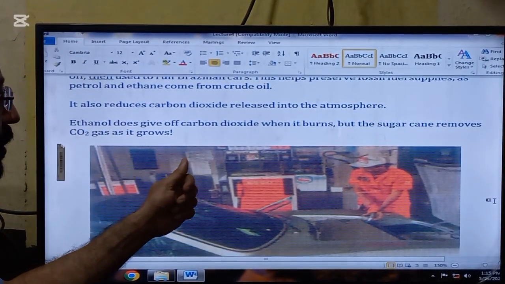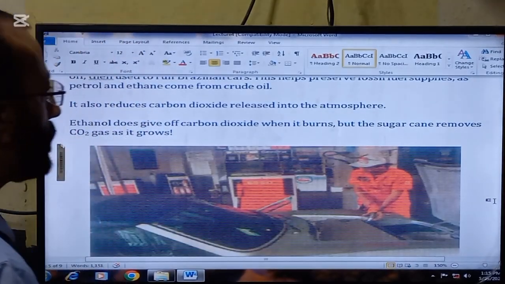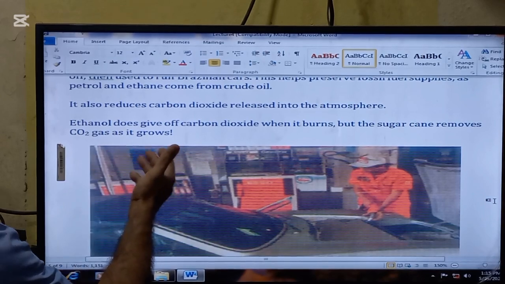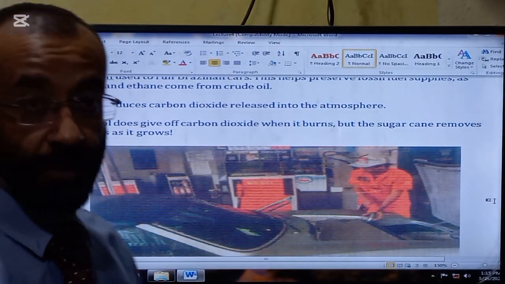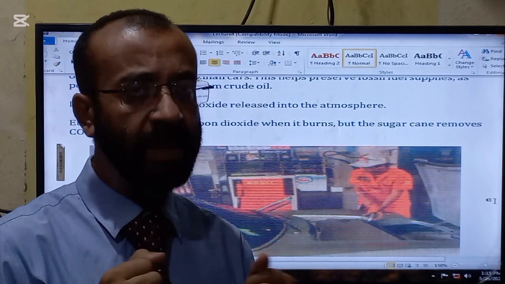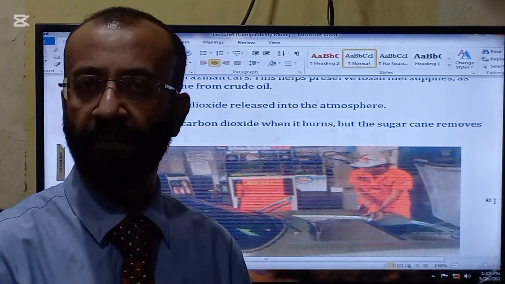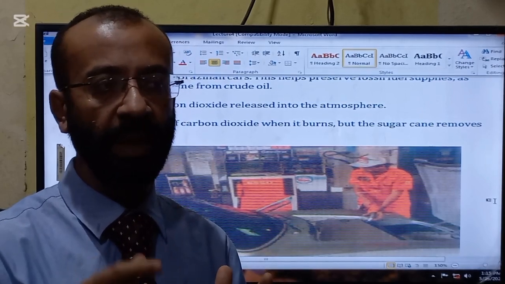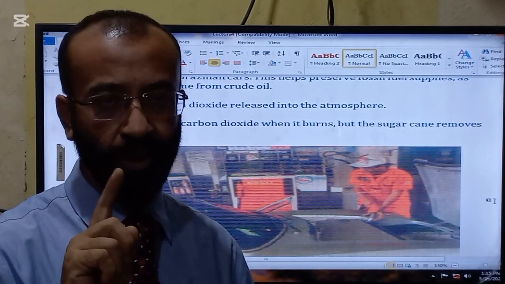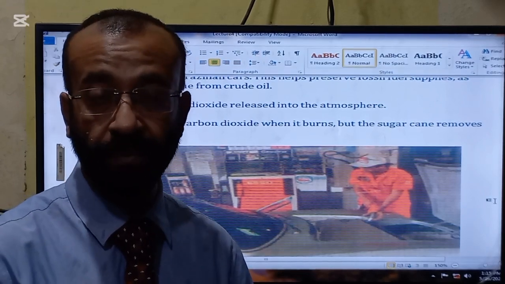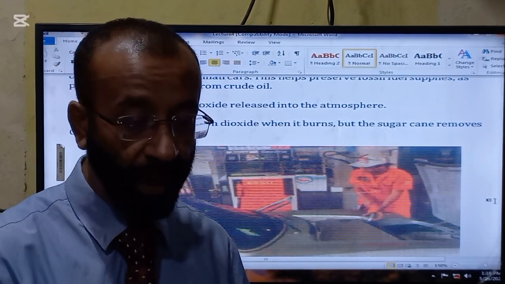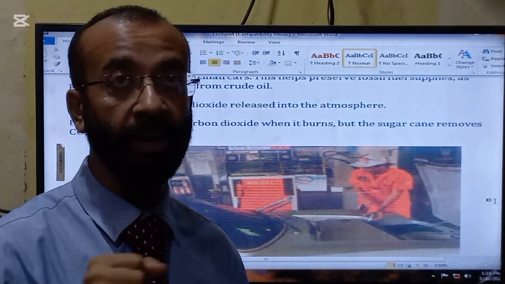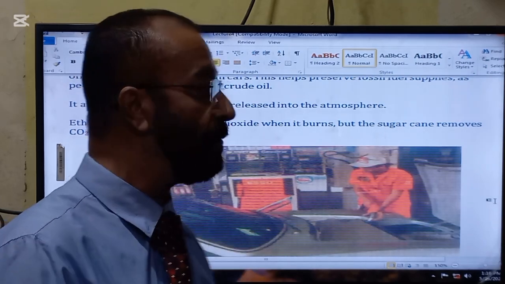Ethanol does not give off carbon dioxide when it burns, and the sugarcane removes CO2 gas as it grows. So it is a triple advantage. Fuel is saved, in the sense of fossil fuels. At the same time, when ethanol is burnt in cars as a fuel, carbon dioxide is not produced. And the third advantage is that when they grow sugarcane in their country, it absorbs carbon dioxide from the environment.